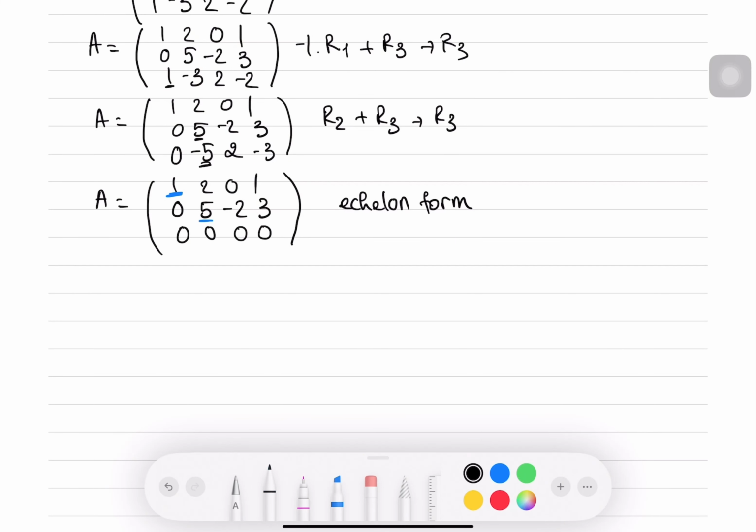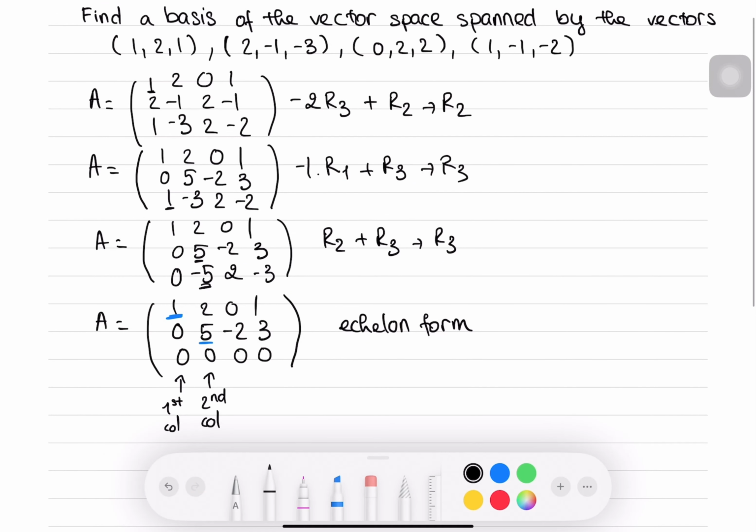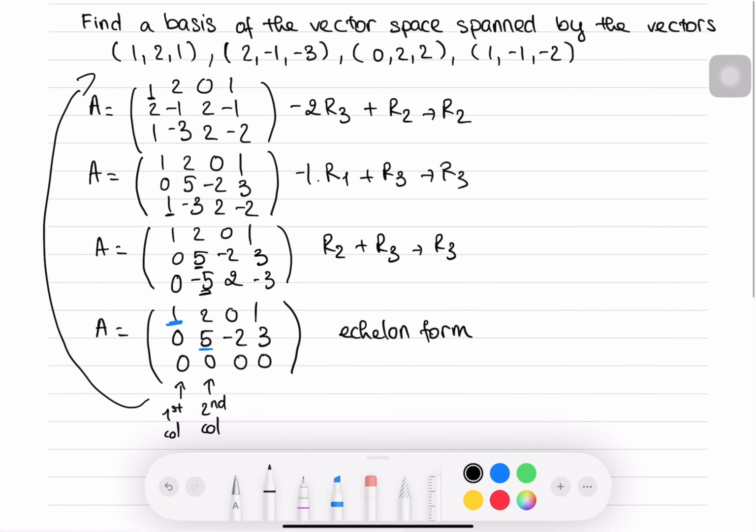Now we're going to trace them. The first pivot is in the first column, and our second pivot is in our second column. And now we're going to trace these back into the set of vectors that we have. Correspondingly, the first column and the second column correspond to the first and the second vector.